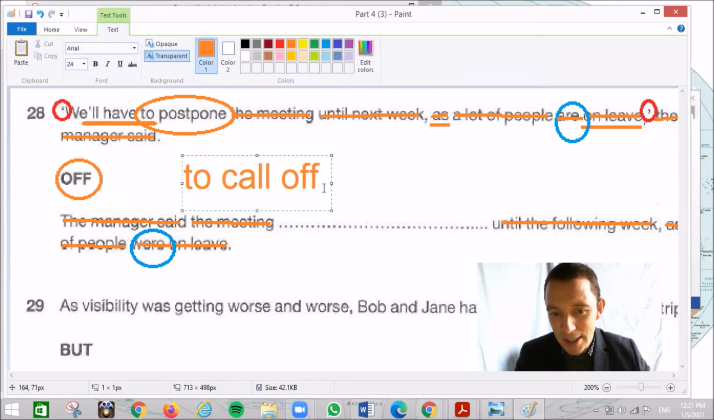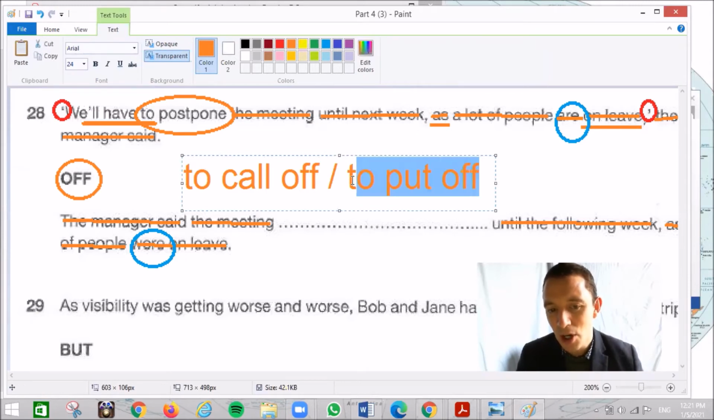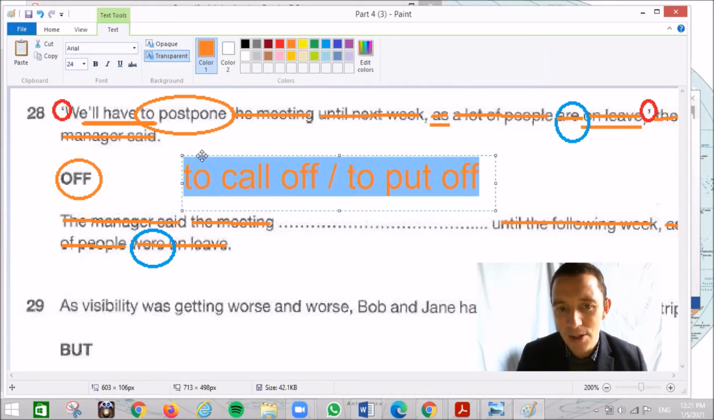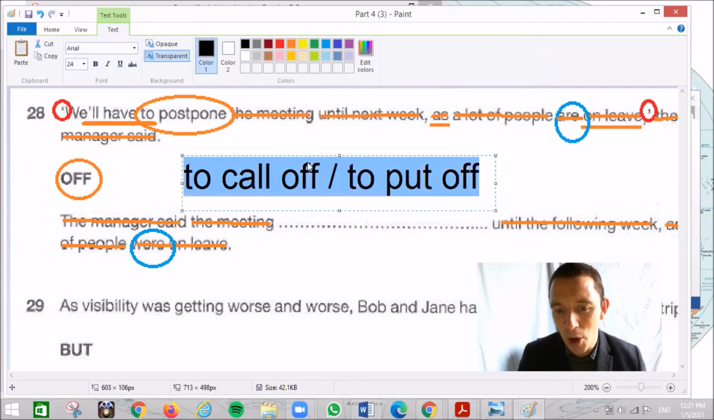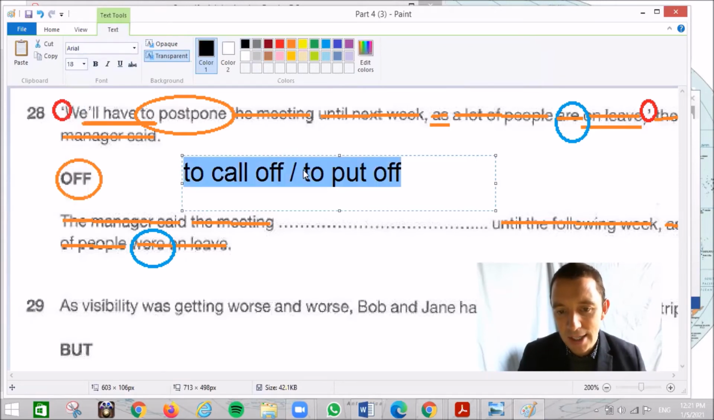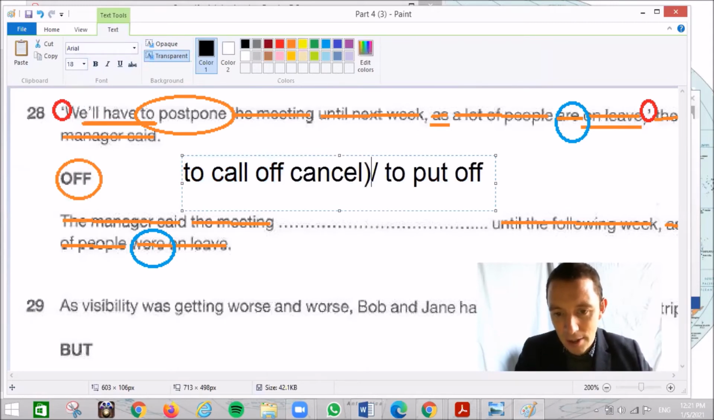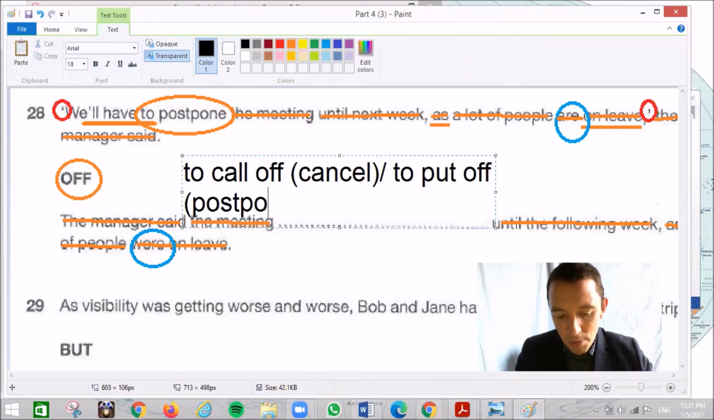you have two possibilities. To call off is to cancel. And for me, to put off is to postpone. Okay, so there's two possibilities. To call off and to put off, for me, are very appropriate in this situation. And I think the second one is more appropriate. So I'm just going to write here cancel for call off. And the second one is more postpone. Okay, so postpone.